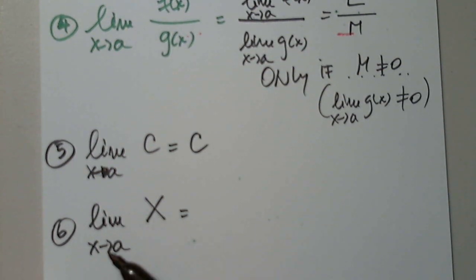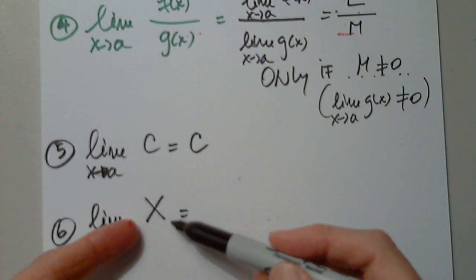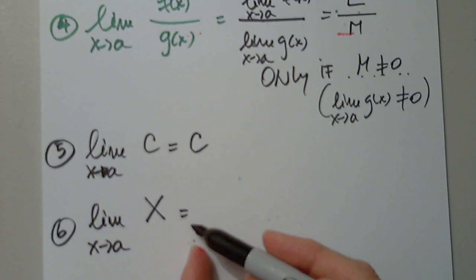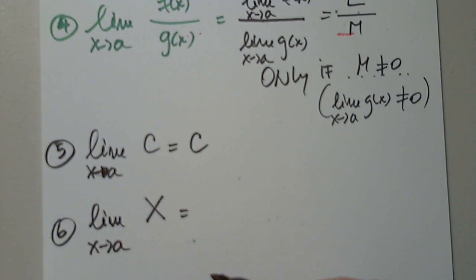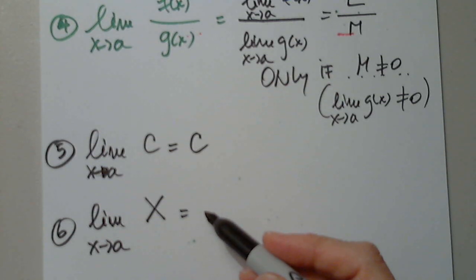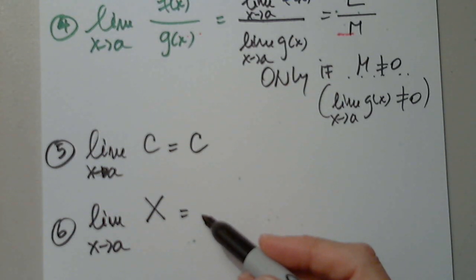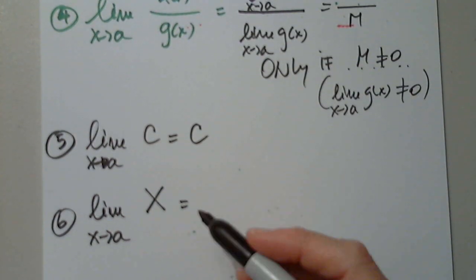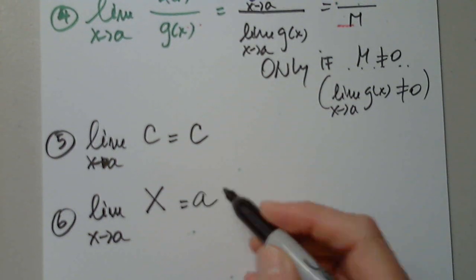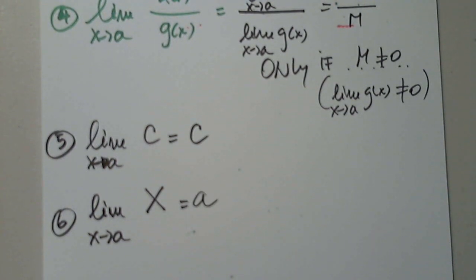The limit of x as x approaches a. Since this is a polynomial, how did we just discuss? How do we determine the limit of a polynomial? What will be the answer? We would plug in whatever a is. Good, that's it. I plug in a. Whatever a, but I plug in a.